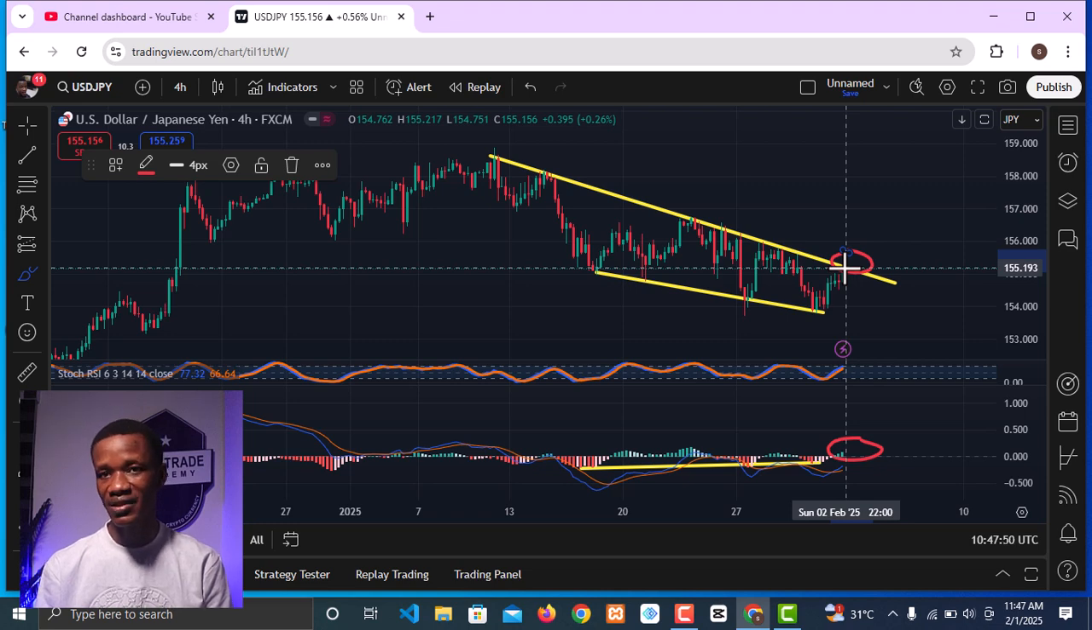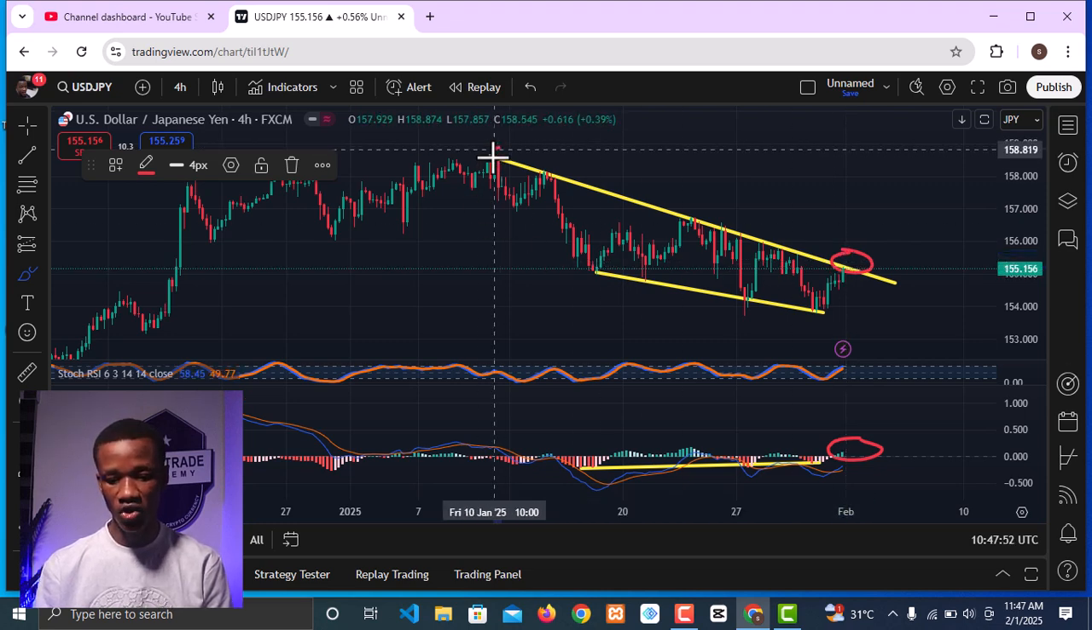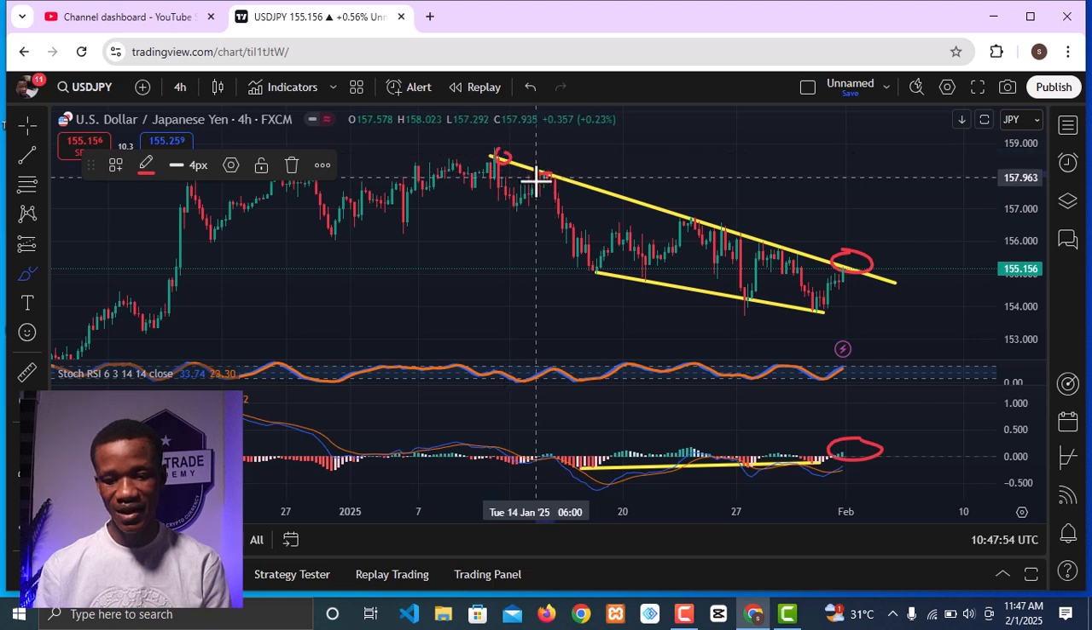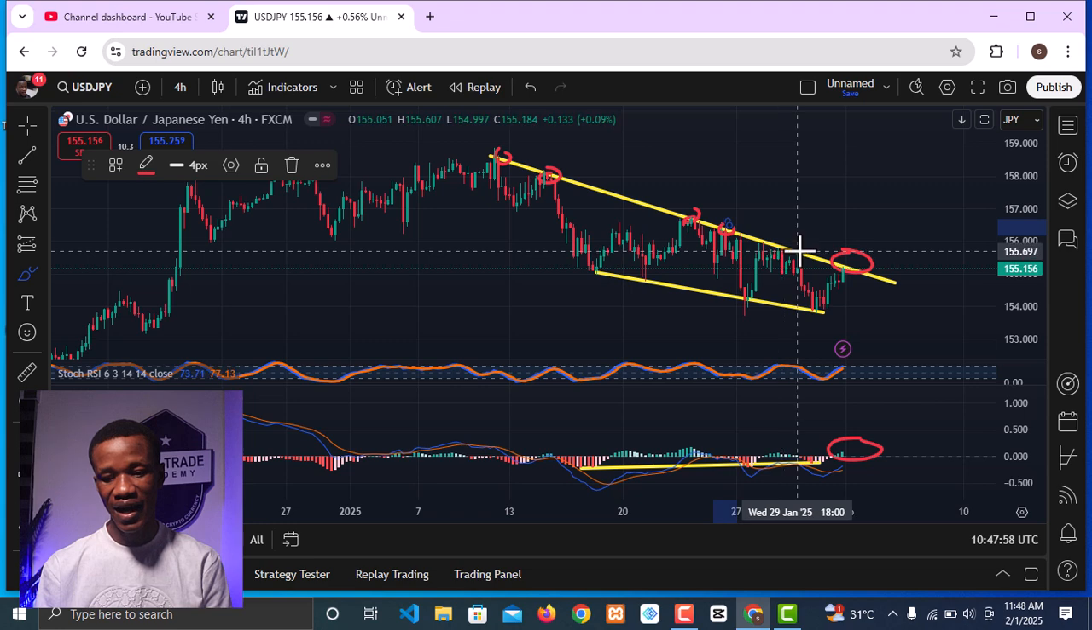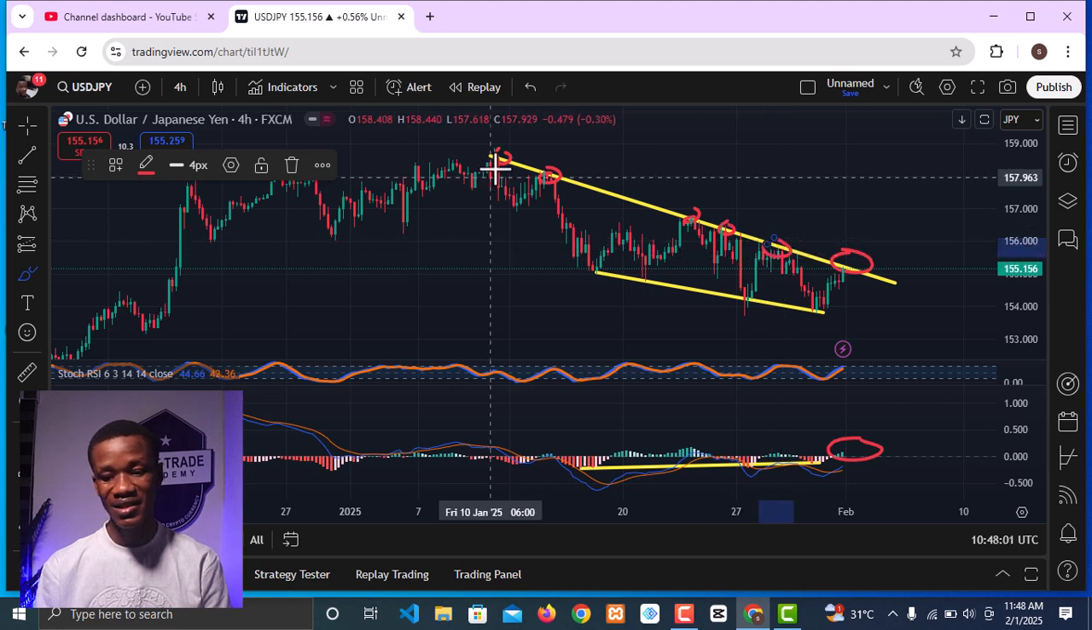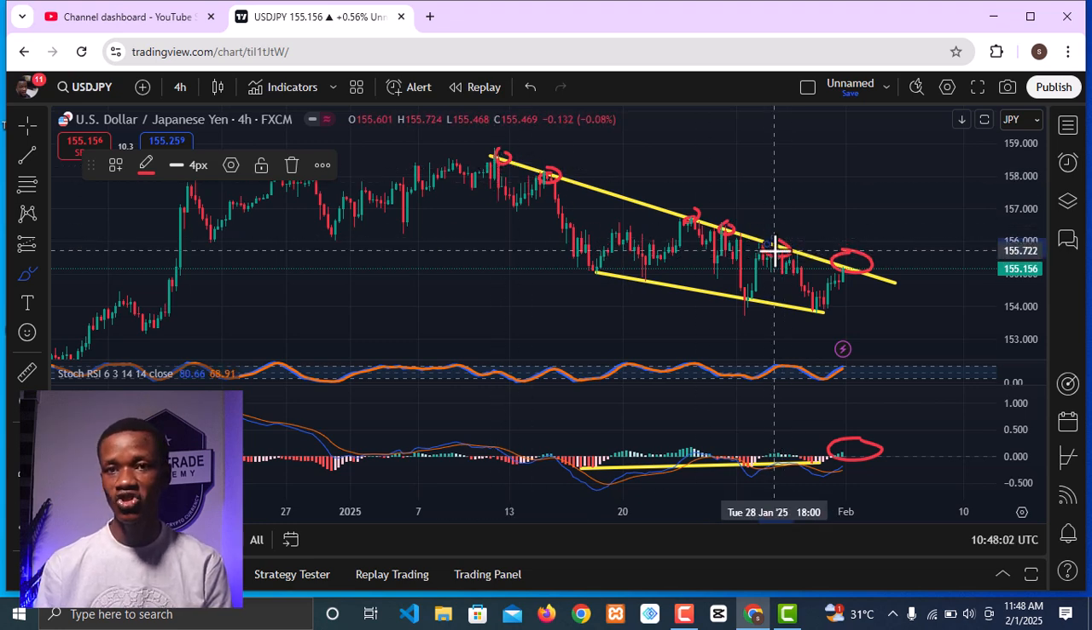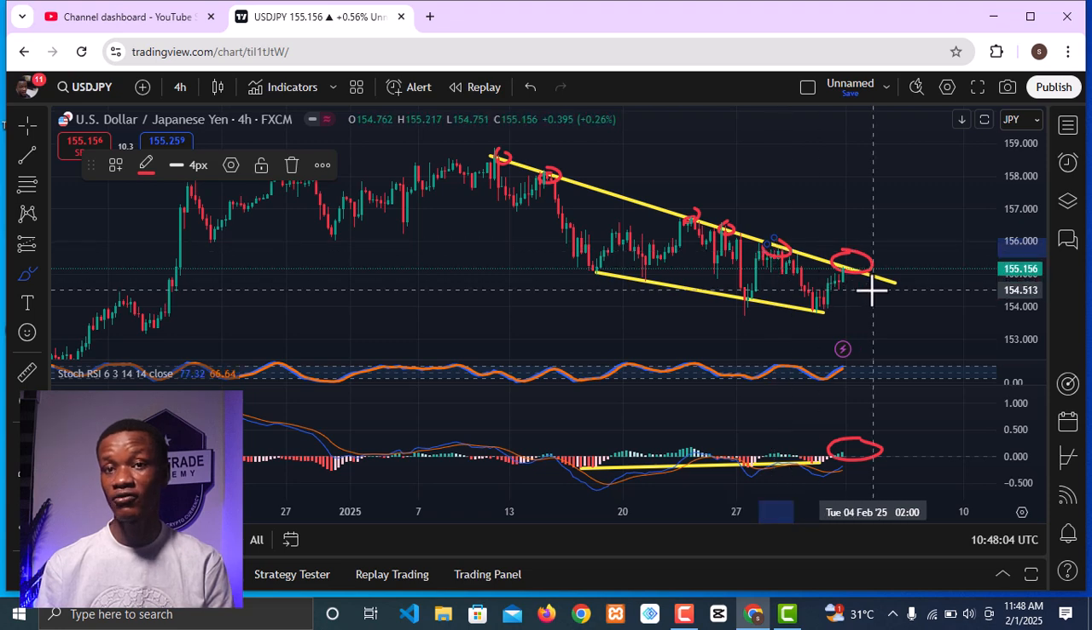Why is this level of resistance important? Because it was resistance right here, resistance at this point, resistance at this point, at this very area, and at this very point, which means this level is a very strong level of resistance that the market has to break.